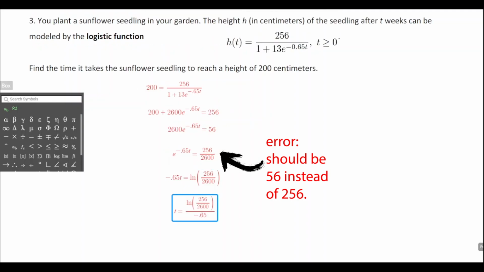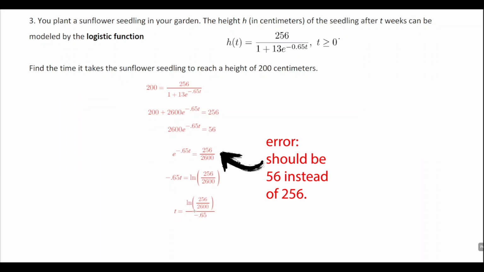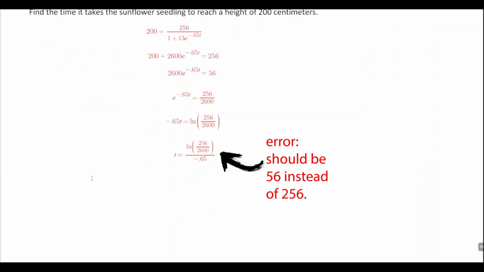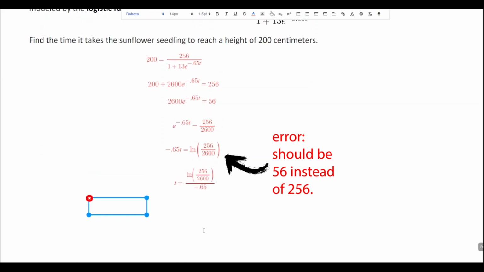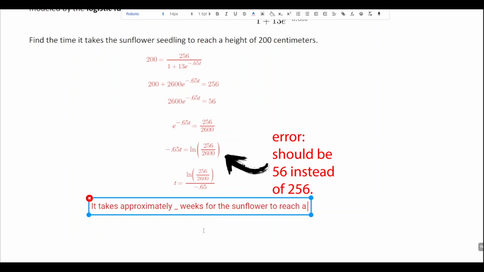That's not a very satisfying answer because we want to be able to say, okay, roughly how many weeks is this, right? So we're going to say that it is approximate. So I'll write it as a statement. Find the time it takes for the sunflower to reach a height of 200 centimeters. So I'm going to say it takes approximately some number of weeks for the sunflower to reach a height of 200 centimeters.